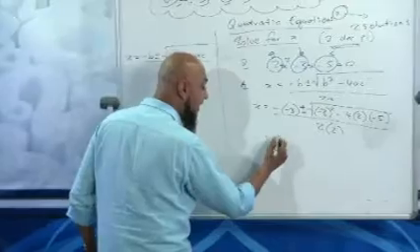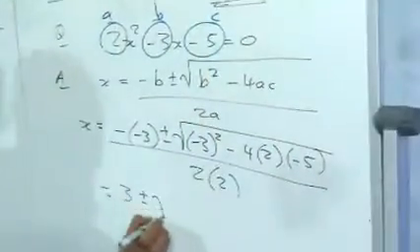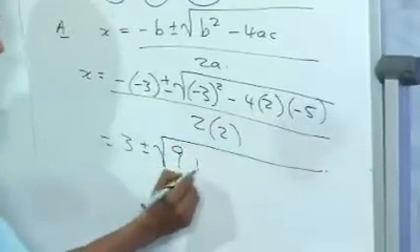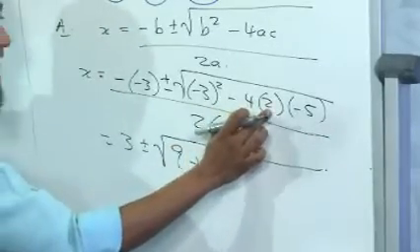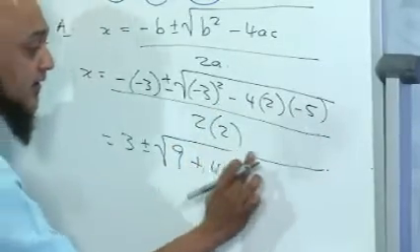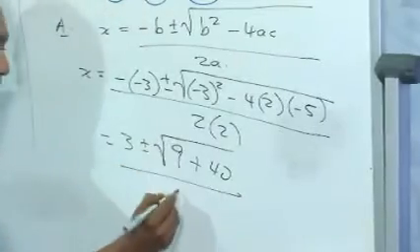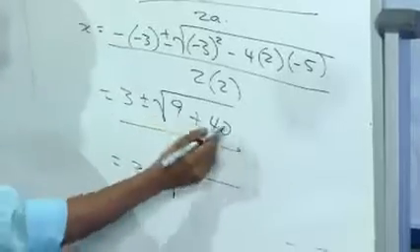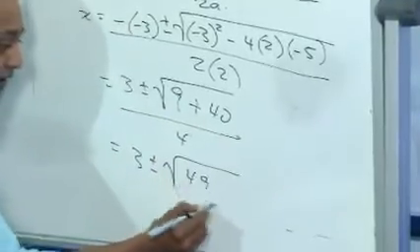So negative times negative is positive, so you got 3 plus minus the square root of negative 3 squared, which is 9. Negative times negative is a positive. 2 times 4 is 8. 8 times 5 is 40, all over 4. So x is equal to 3 plus minus the square root of 40 plus 9, 49, over 4.